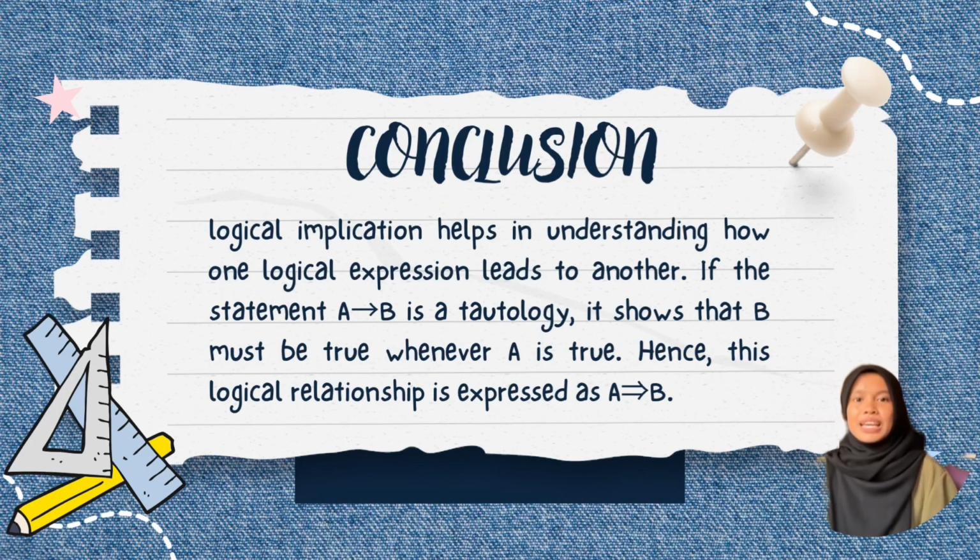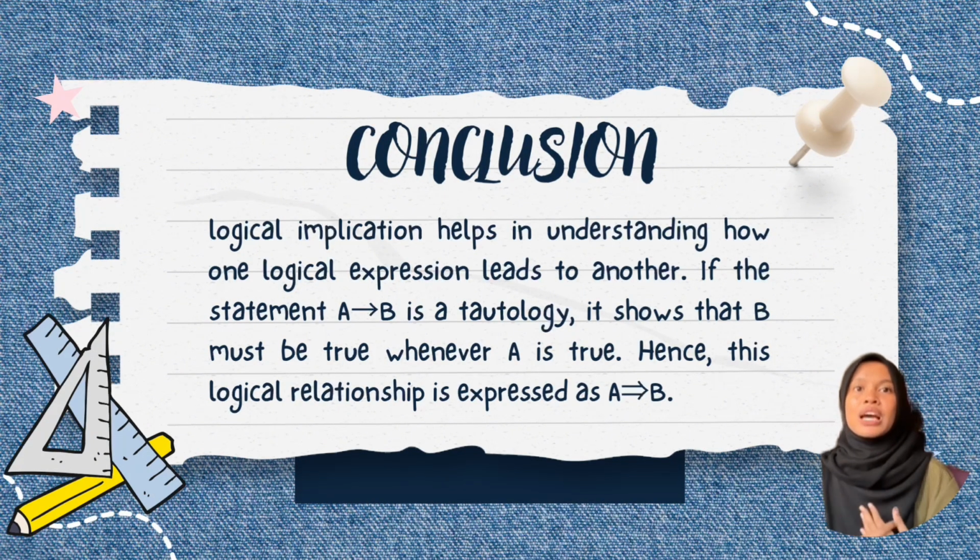In conclusion, logical implication helps in understanding how one logical expression leads to another. If the statement A implies B is a tautology, it shows that B must be true whenever A is true. This logical relationship is expressed as A logically implies B.